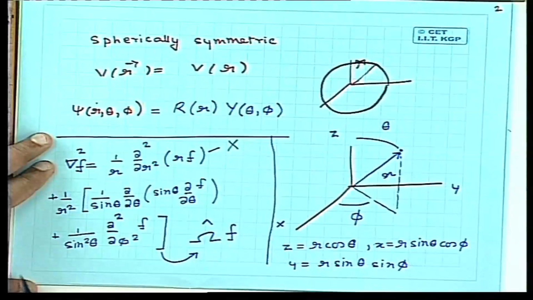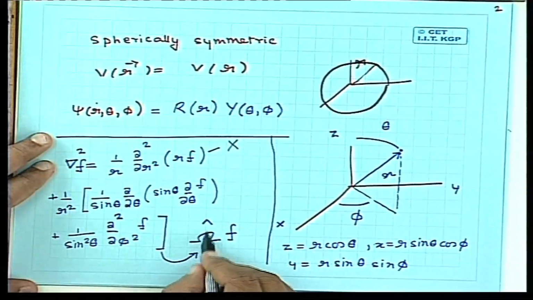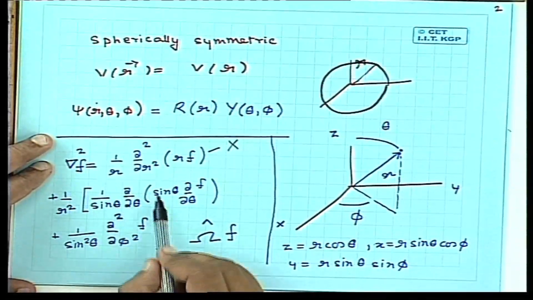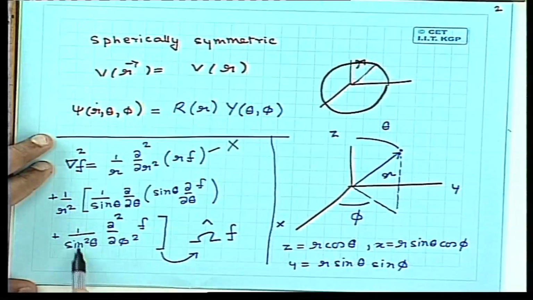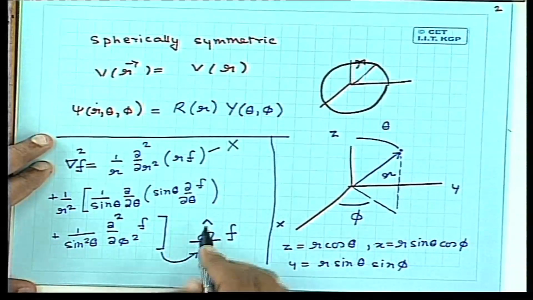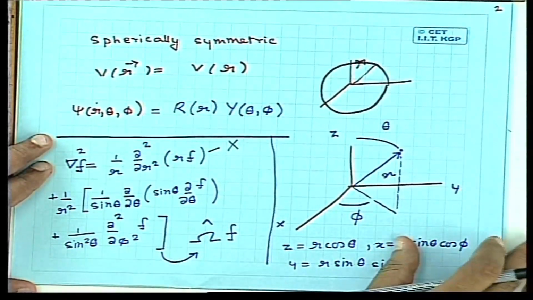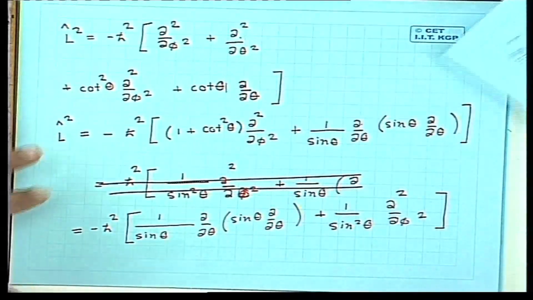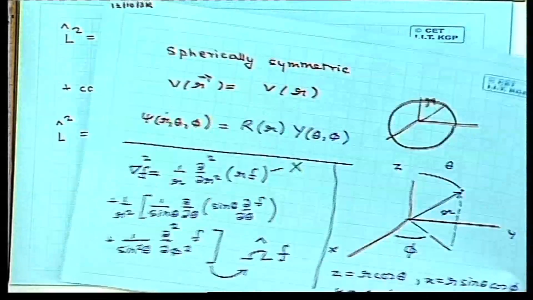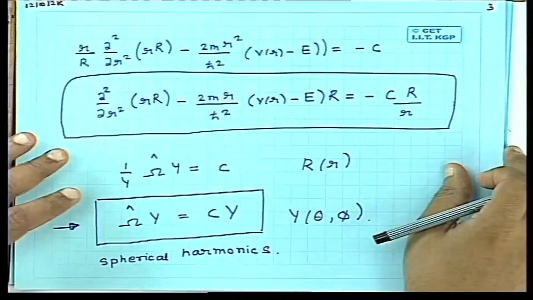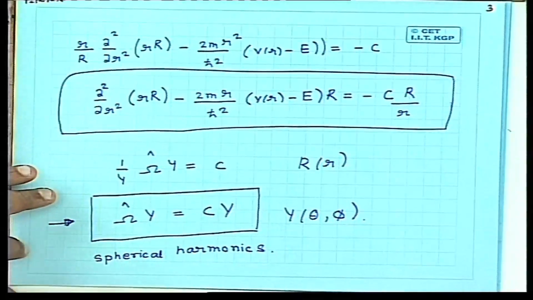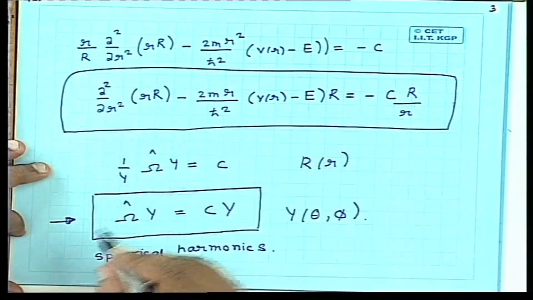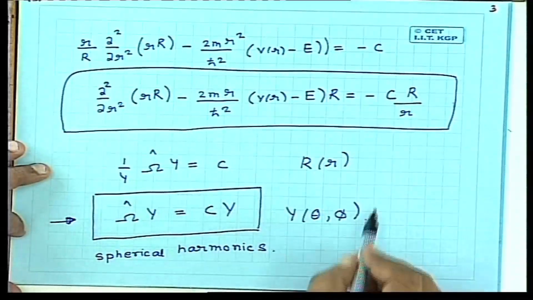And the angular part we had written as some operator omega acting on f, where this 1 by sine theta del by del theta sine theta del by del theta plus 1 by sine square theta del square by del phi square was denoted by the operator omega. And using this operator omega, we had then been able to separate the Schrodinger equation into two separate equations, one for the radial part and one for the angular part.